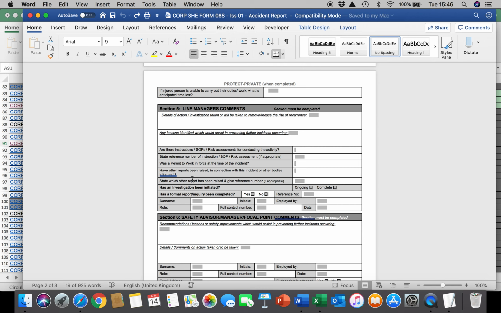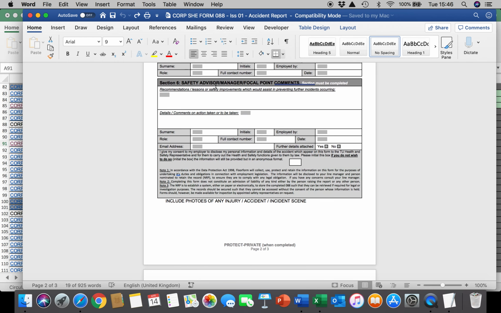Have other reports been raised in conjunction with this? So were there near misses put in before this? State which other report, again, so if there was, what the other reports were put in there. Has an investigation been initiated, ongoing or complete? Has a formal report inquiry been completed, and a reference number to it? And again, the details of the line manager all go in here. All right.